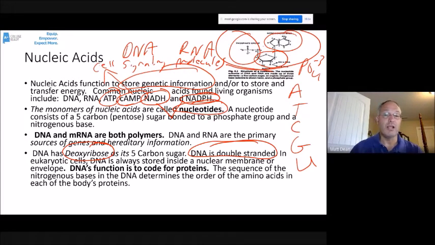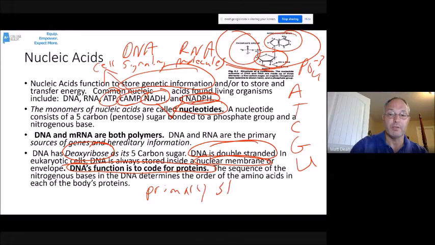DNA in eukaryotic cells is always stored inside a nuclear membrane or nuclear envelope. And as I said a minute ago, its function is to code for proteins. It tells the cell, here are the proteins you need to build. Here is the order of the amino acids to build the protein out of. So DNA determines the primary structure of your body's proteins. Mutations end up with changes in protein structure, the order of amino acids, and therefore the malfunctioning of a protein in your body.